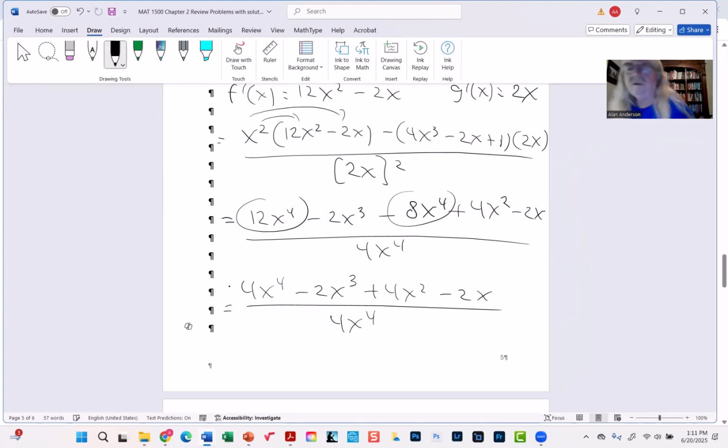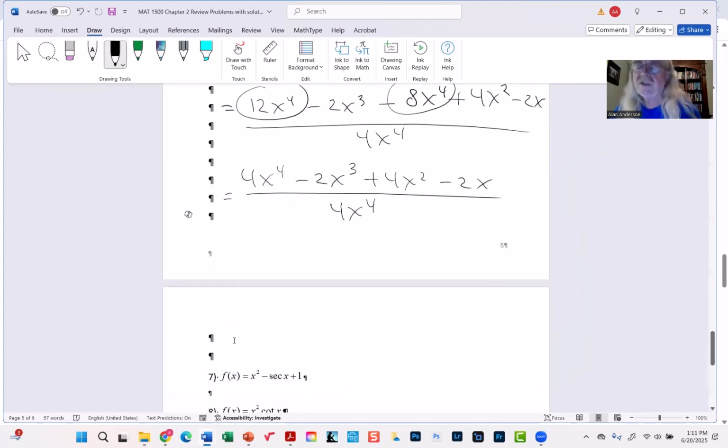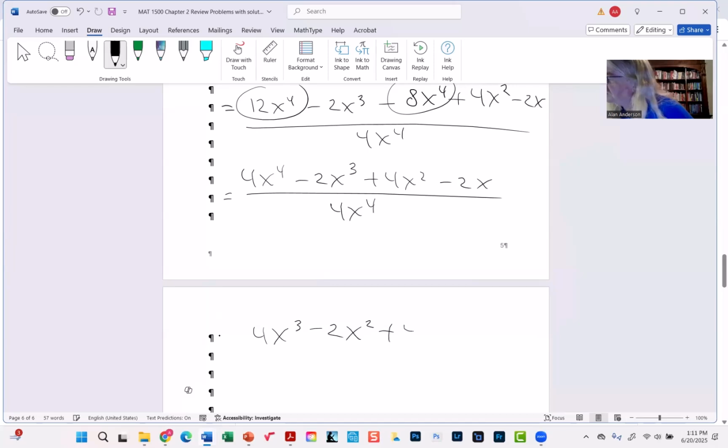Now, you notice how all the terms have at least an x in them. So we can just simply divide that out from the numerator and the denominator. The numerator and the denominator have a common factor of x, which we can now divide out. And that reduces this to 4x cubed minus 2x squared plus 4x minus 2 all over 4x cubed. But beyond that, I don't believe there's any way we can simplify this any further, so we'll just leave it like this.